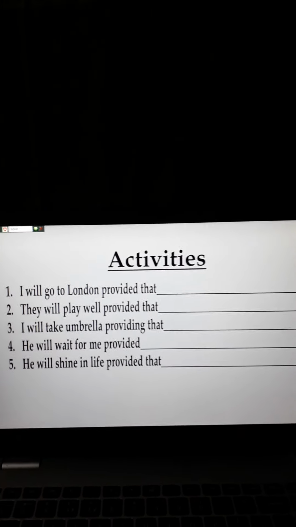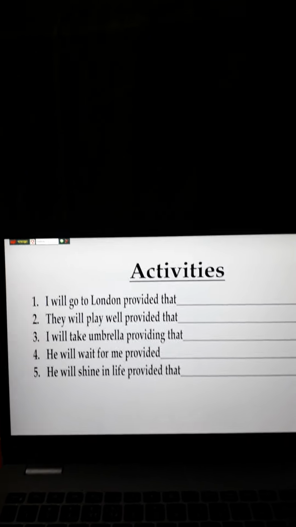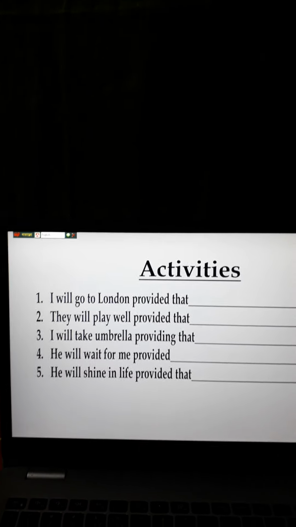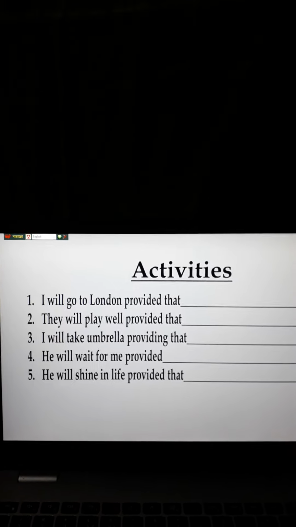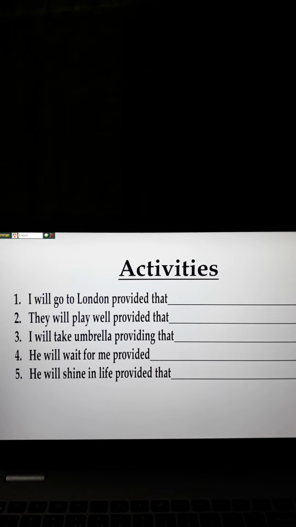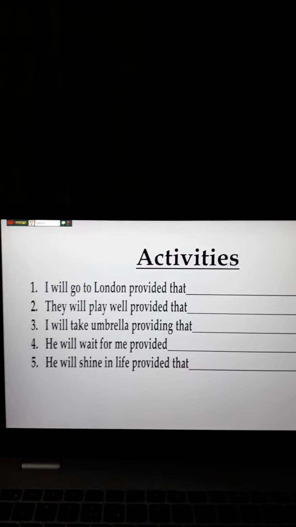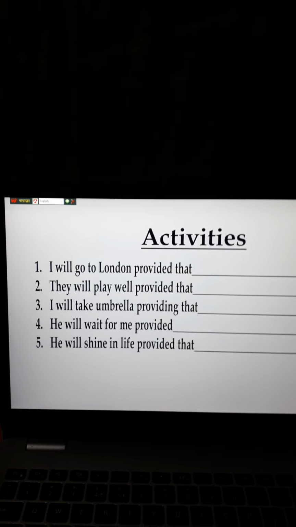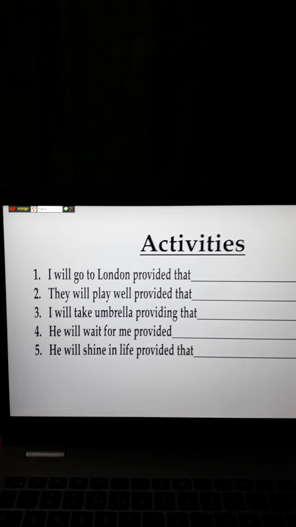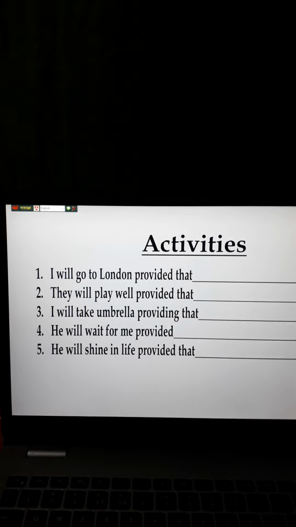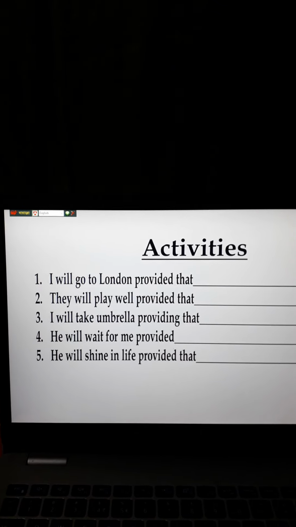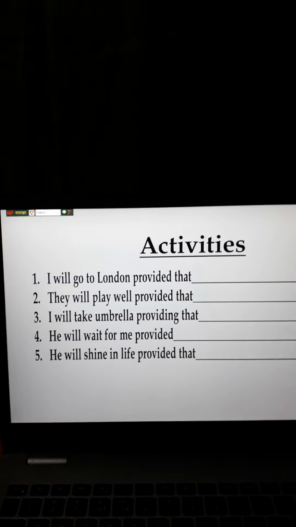Activities. This is for your homework. These items have been designed for your homework. Number 1, I will go to London provided that dash. Number 2, they will play well provided that dash. Number 3, I will take an umbrella providing that dash. Number 4, he will wait for me provided dash. Number 5, he will shine in life provided that dash.